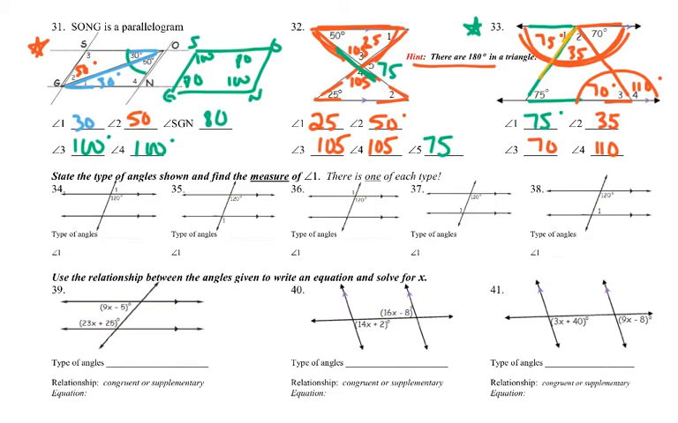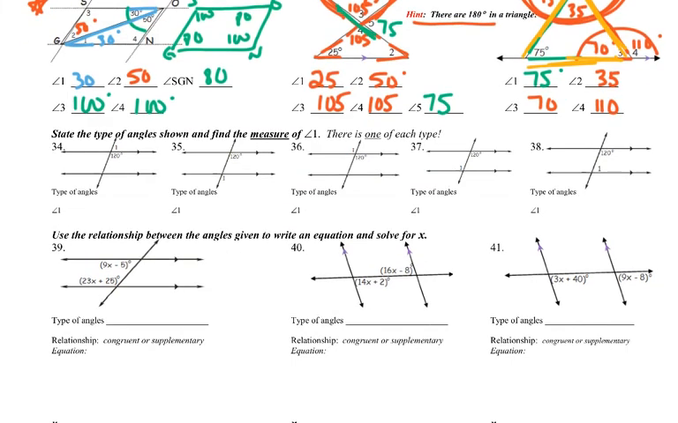As a double check in this one, I have a triangle that also would add up to 180. Then I'm giving you one of each type of angle. So here, these two angles are a linear pair. I'm just going to abbreviate. So if I subtract from 180, I get 60.